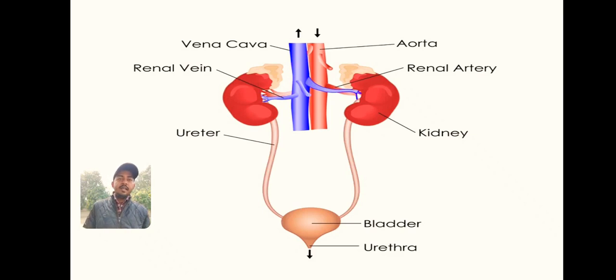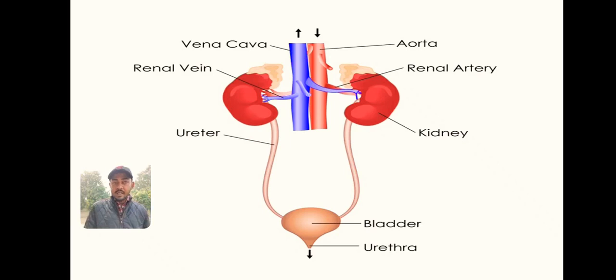Then we have ureters, pipes, tubes connecting the kidney to the bladder to carry the urine. Then we have the bladder itself. It is a very nice type of packet. It is expandable. It can hold the urine for quite a long time if need be.